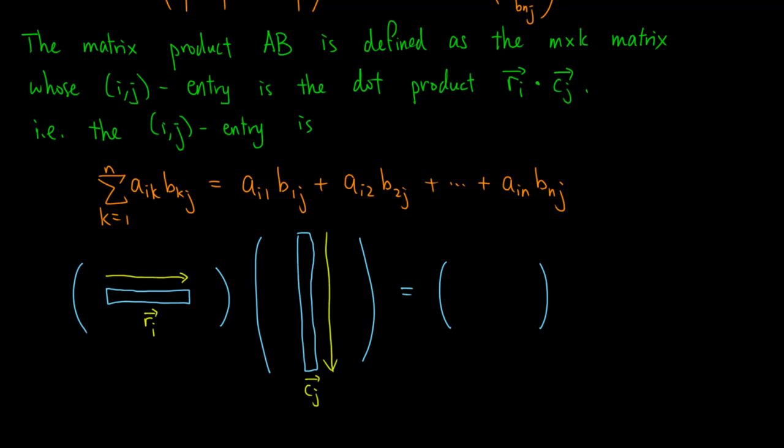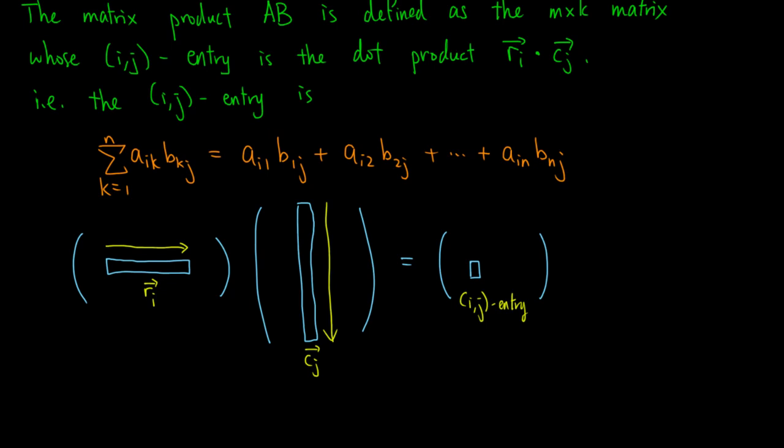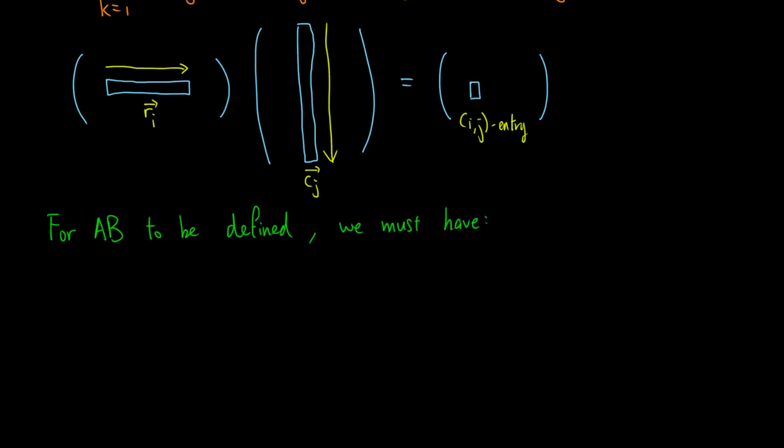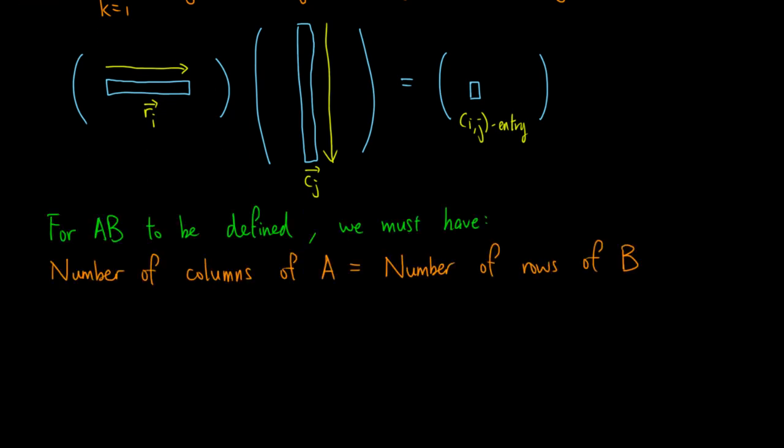The result is an n by k matrix, and the ij entry sits somewhere inside it. Note that for the matrix product A times B to be defined, we must have that the number of columns of A equals the number of rows of B. In other words, the length of the first matrix has to be equal to the height of the second matrix.